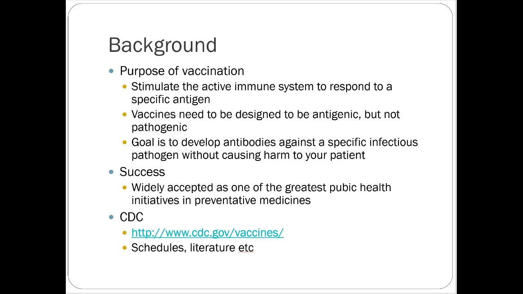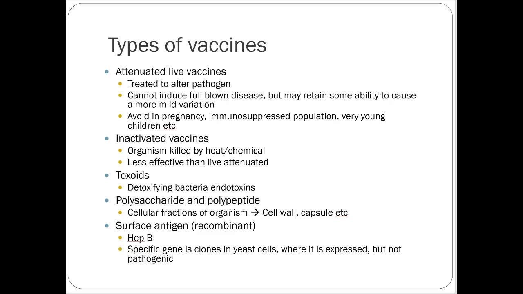Stimulate our immune system to respond to specific antigens. Vaccines are designed to be antigenic but not pathogenic, meaning they want to react with the immune system, but they don't want to give you a disease. The goal is to develop antibodies against specific infectious pathogens without causing harm to your patient. Most people say that vaccines are the widest success in the public health world since clean water. Those are the two big things that prevent the majority of disease in developing nations and worldwide.